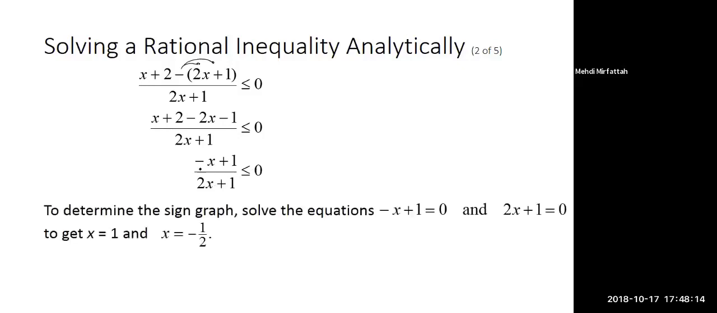So at the top of the fraction, we have minus x + 1. At the bottom of the fraction, we have 2x + 1. You want to set both of those equal to 0 and find the solutions for these. So we get x equal to 1 and x equal to minus 1/2 if I solve these two.